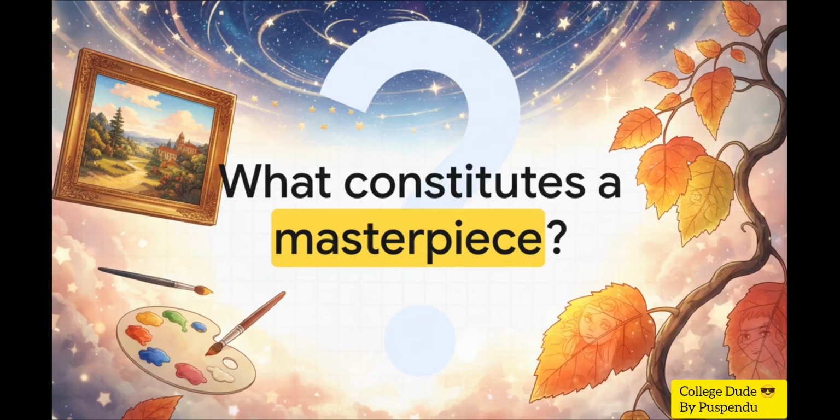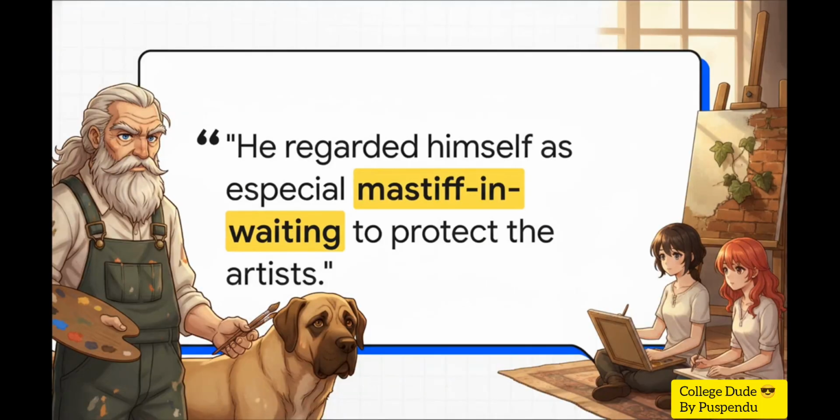Is it just a painting in a fancy museum, or is it something way deeper? Let's meet old Behrman, a painter living downstairs. The text tells us he was a fierce little old man who scoffed terribly at softness in anyone, and who regarded himself as a special mastiff in waiting to protect the two young artists.